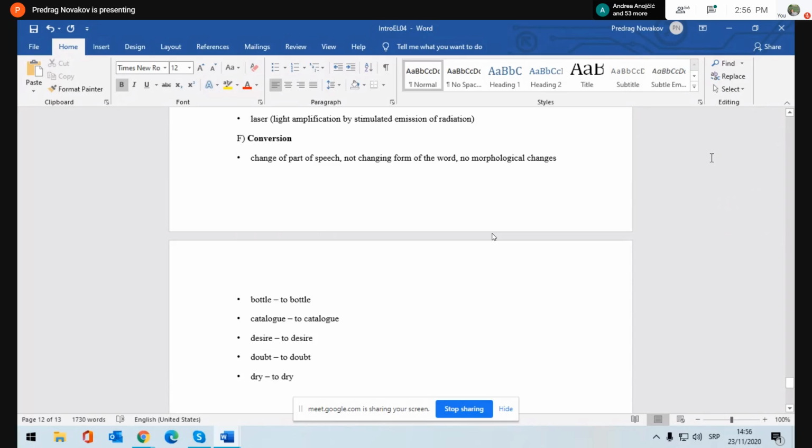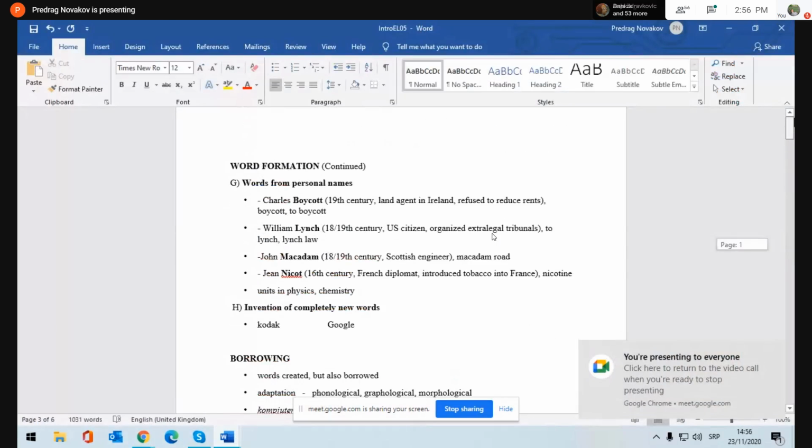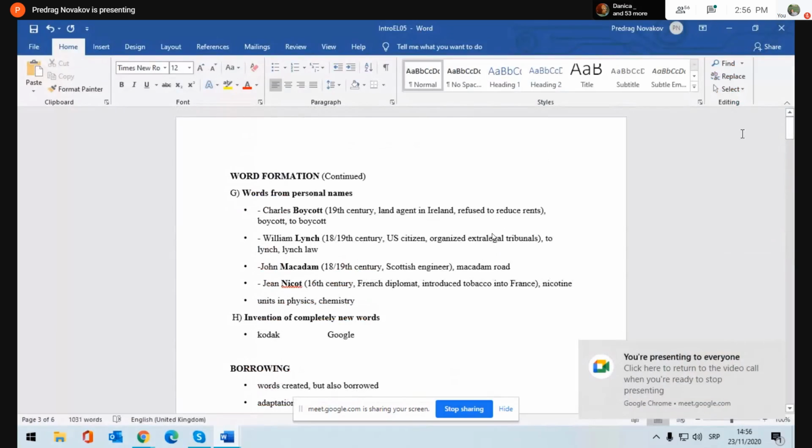And this is the end of this file, which I'm going to close now, and we can go to the second. Do you have other questions? Okay, we're going to start with some other processes. Do you have questions about this first part of word formation?